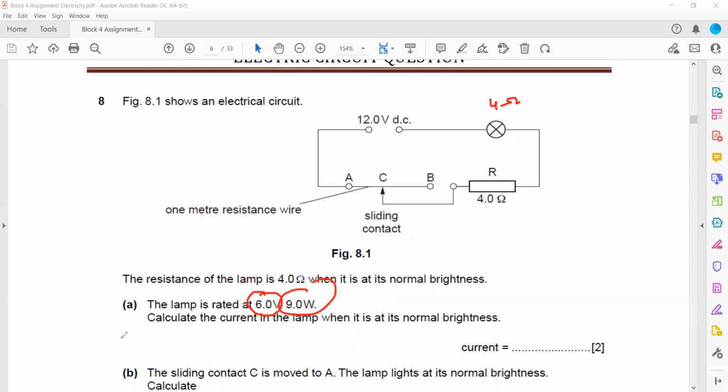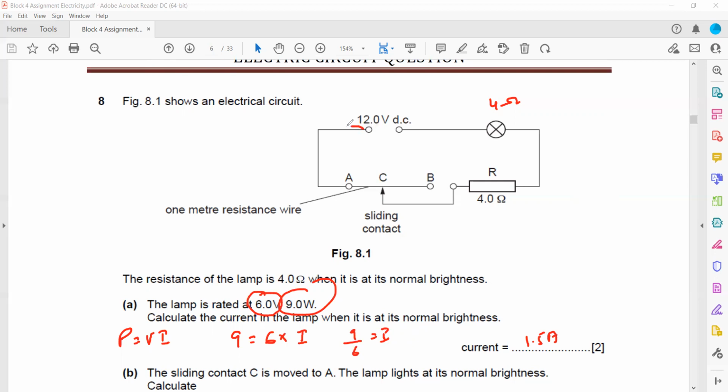Calculate the current. We have the formula P is equal to VI: power is voltage multiplied by current. P is the power, which is 9, V is the voltage, 6, and I is the current. So 9 divided by 6 is equal to I. 9 divided by 6 is 1.5. So 1.5 ampere is the current.